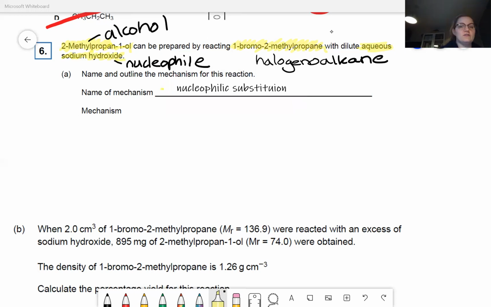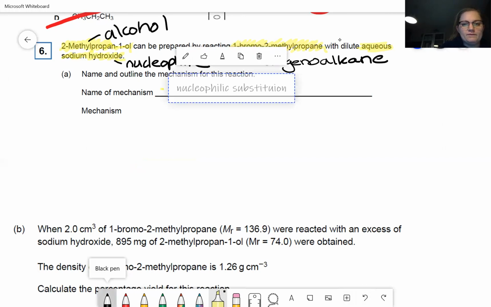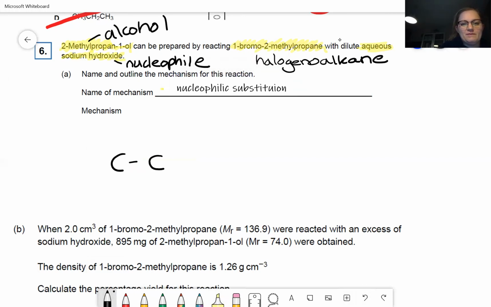So now all it wants us to do is outline the mechanism for this reaction. We don't have to draw every single stage of it, but I will draw you the main overview of what you need to do. And this is exactly all you need for the exam question. So the first thing you need to do is draw out 1-bromo 2-methyl propane. So propane, we're going to have 3 carbons. Carbon, carbon, carbon. 1-bromo, so we've got bromine attached to the first carbon.